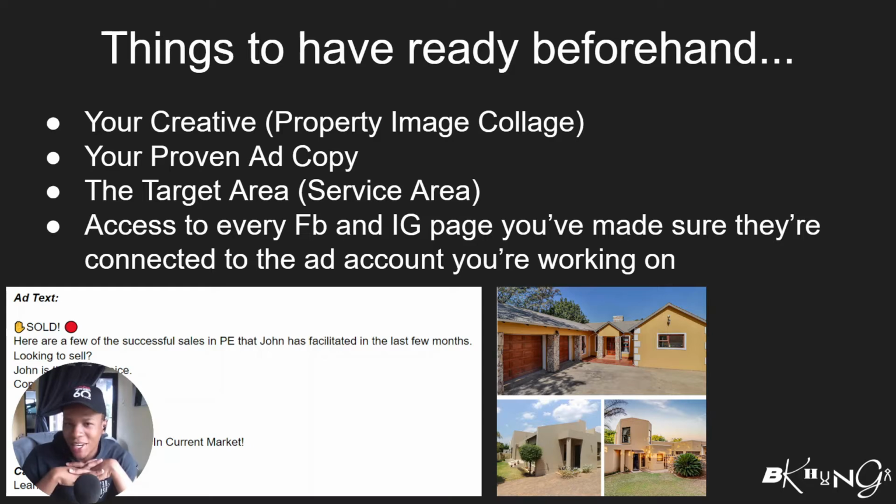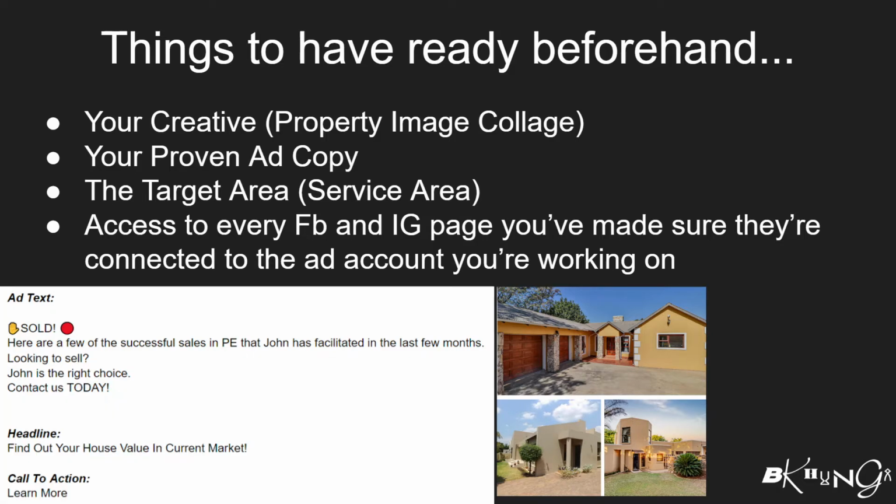So some things to have ready beforehand. Before you go through the process of creating your ad, you want to make sure you have these things set up, which is your creative. Your creative is essentially the image or the video that you want to add into the ad. You can either add an image like this, a property image collage, or you can add a video, like a house tour of the home, as your ad creative. Then the proven ad copy, for example, this right here is a proven ad copy. You can customize it, tweak it however you want.